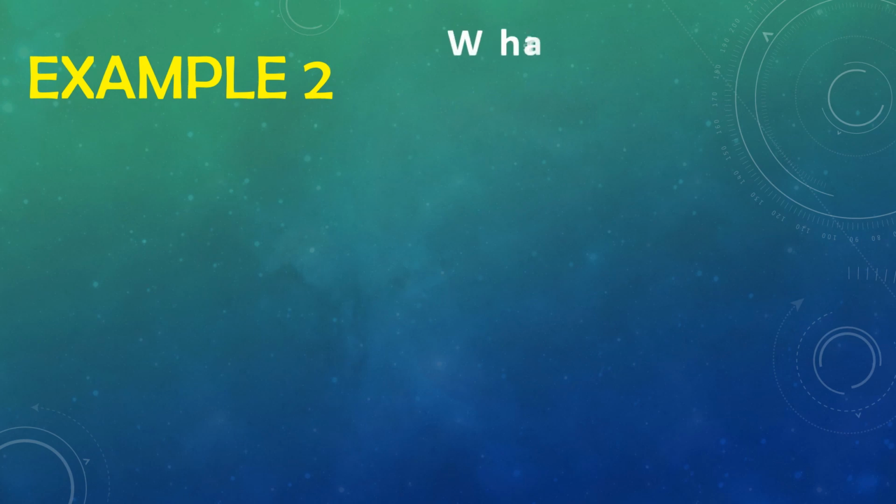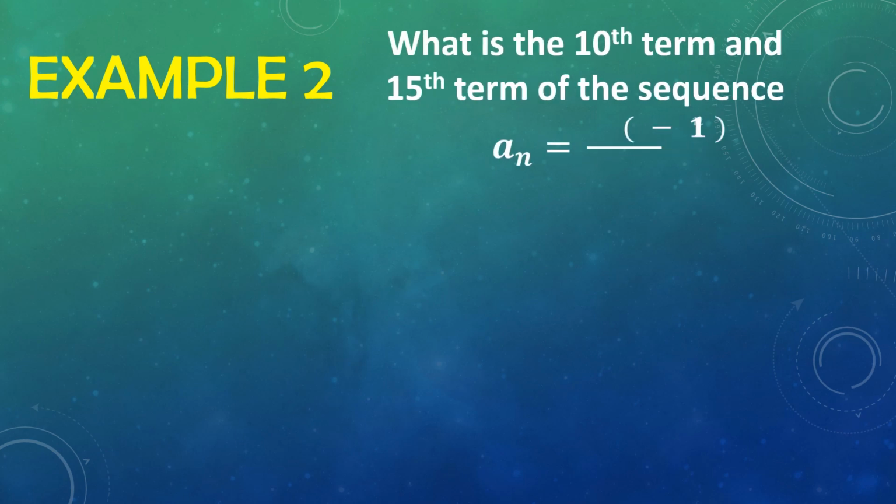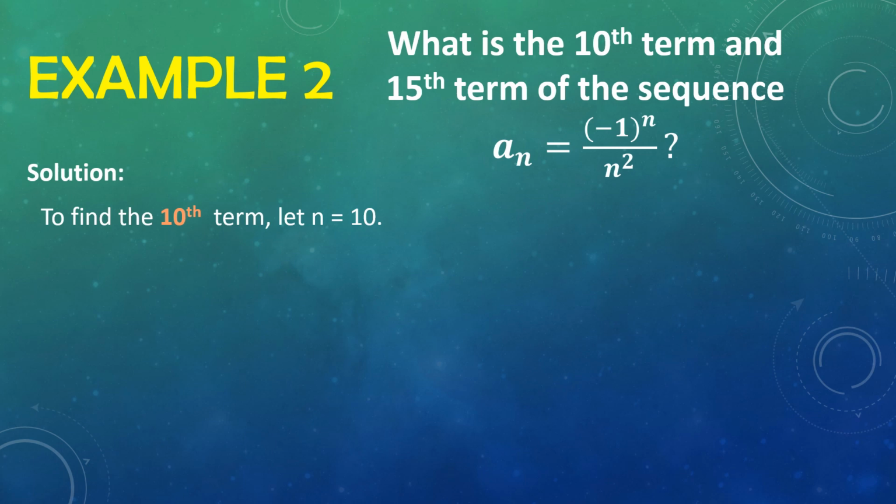Example number 2. What is the 10th term and the 15th term of the sequence a sub n is equal to negative 1 raised to n, all over n squared? Solution. To find the 10th term, let n be equal to 10. Using the general term given in the problem, substitute the value of n, which is 10, and then simplify.